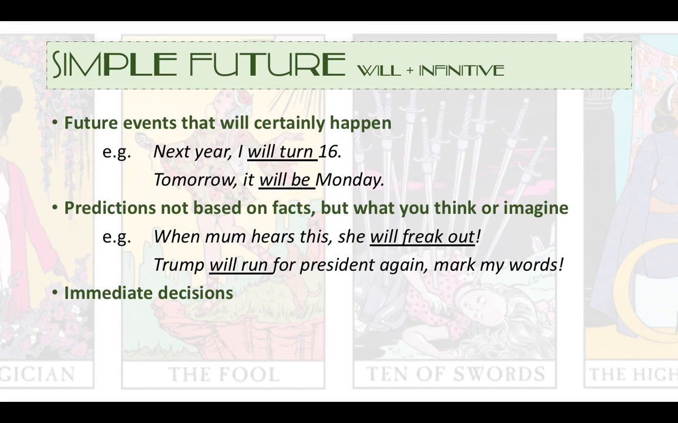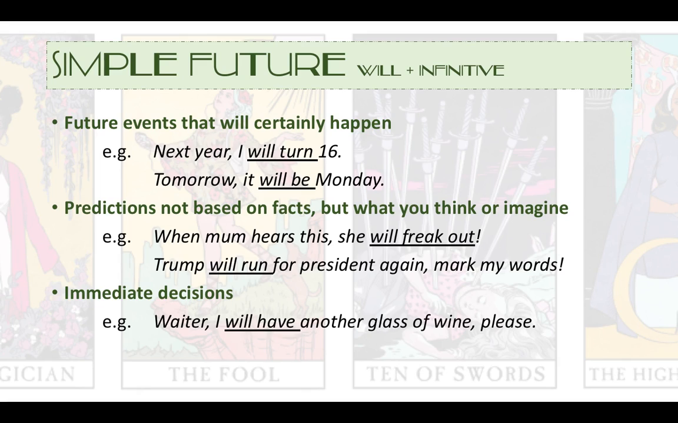The simple future is also often used for immediate decisions. You will then have to decide on the spot in a matter of seconds what you're going to do. If, for example, the phone is ringing, you have to decide on the spot: I will get it. So that is what we call an immediate decision. It's not really a plan, it's more something that you have to decide on the spot.